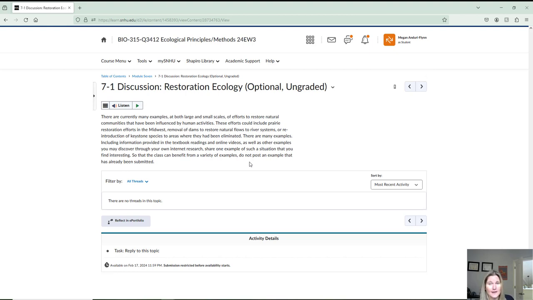So if you'd like to do that, you're going to kind of think of an example. So we have many examples, both large and small scales of efforts to restore natural communities that have been influenced by human activities. So something like prairie restoration in the Midwest, removal of dams to restore natural flows to river systems, restoration or reintroduction of keystone species. Those are examples of restoration ecology projects that have been introduced and implemented. And so you would just choose one of those and kind of share it, okay?